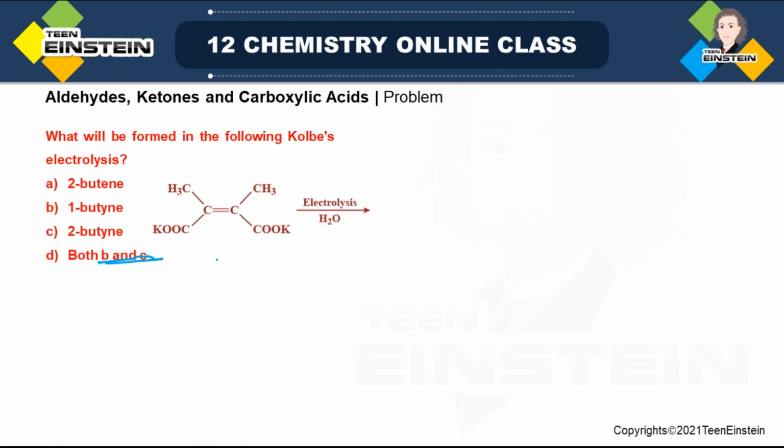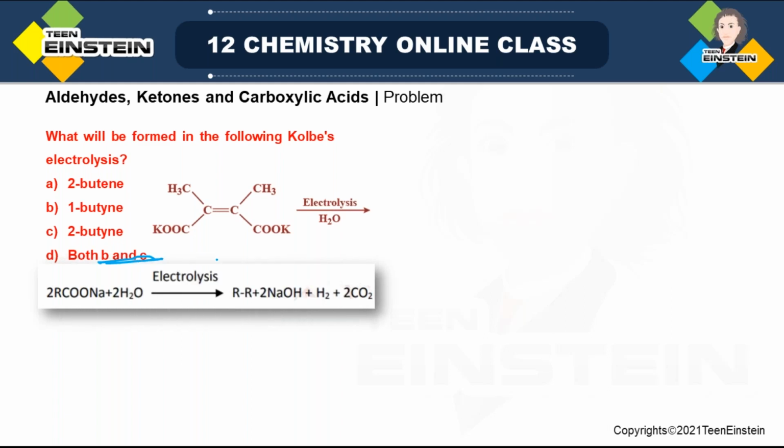So first we will see what in general Kolbe electrolysis is. In Kolbe electrolysis we take sodium or potassium salt of carboxylic acid, and it must be 2 molecules. In presence of water, the final product we get, the main product, is alkane. So the 2 R groups present in the sodium salt of carboxylic acid are now connected together and we get alkane, and NaOH, H2, CO2 are the byproducts. Now as I have said, 2 CO2H groups.